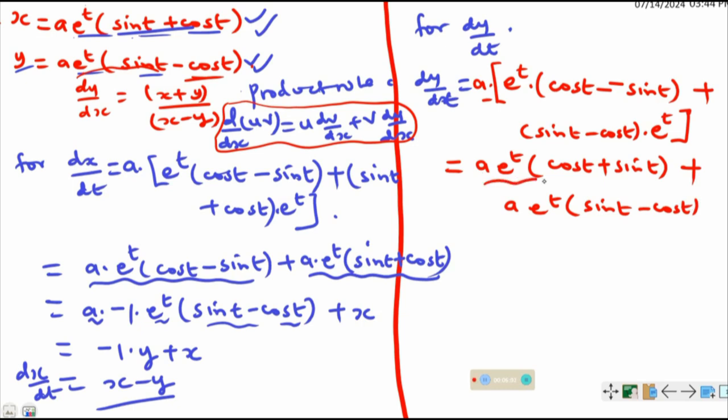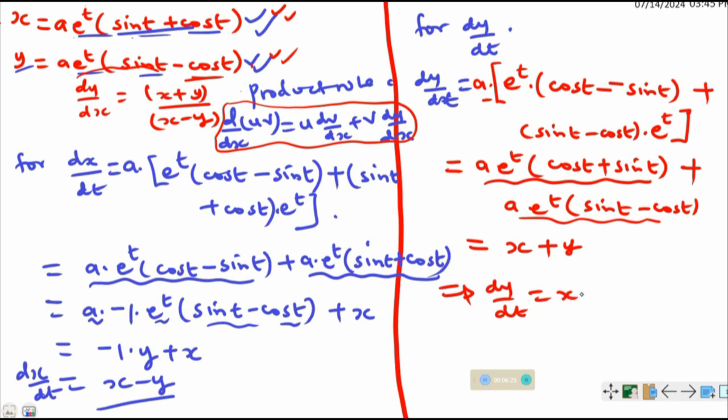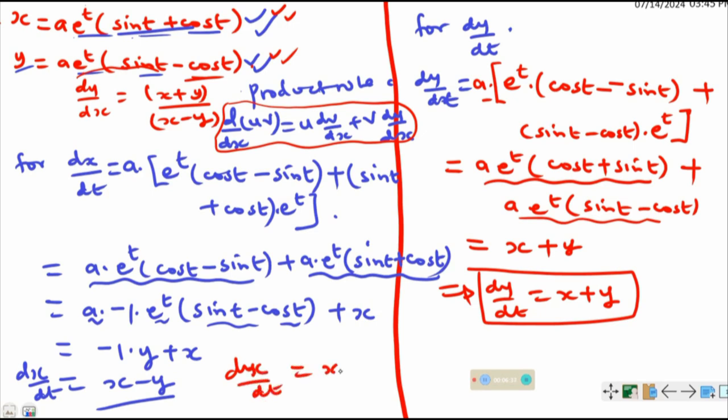But we realize that this one here, a e to power t into cos of t plus sine of t, is given as x. So we shall have this as x plus this one here is given as y. So this is y. In other words, this will imply that dy dt is the same as x plus y. So this will be dy dt, and we already have our dx dt as x minus y. Since we have dx dt and dy dt, we can easily get dy dx.